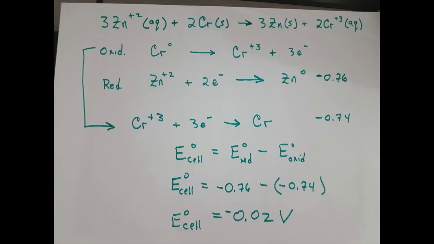And you plug them into your equation. You know the equation is E naught cell equals E naught red minus E naught oxy. Plug in the reduction half cell is negative 0.76. The oxidation half cell is negative 0.74. You get negative 0.02. So it's not going to run. It is non-spontaneous. You get a negative value. Remember, positive value is spontaneous. Negative value is non-spontaneous. Let's do another one.